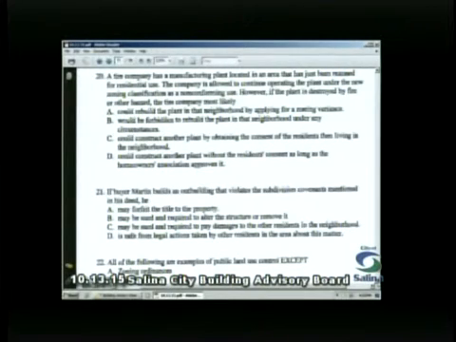A tire company has a manufacturing plant located in an area that's just been rezoned for residential use. The company is allowed to continue operating the plant under the new zoning classification as non-conforming use. However, if the plant is destroyed by fire or other hazard, the tire company most likely will what? B is correct. It would be forbidden to rebuild a plant in that neighborhood under any circumstance. Would be unable to do so.